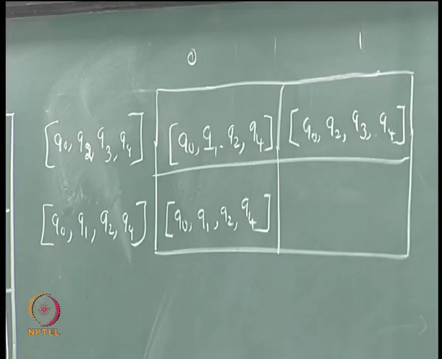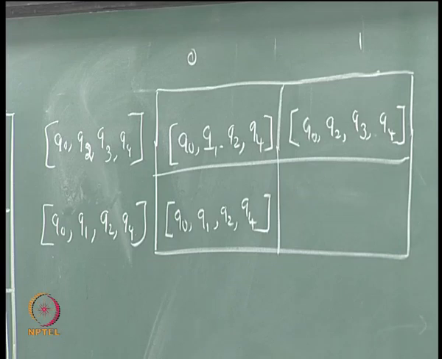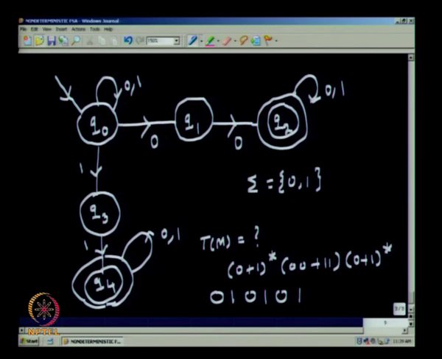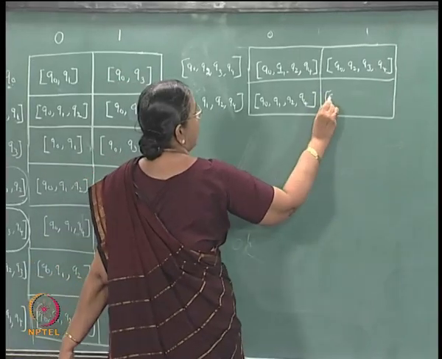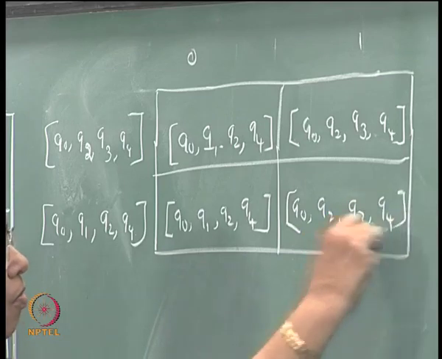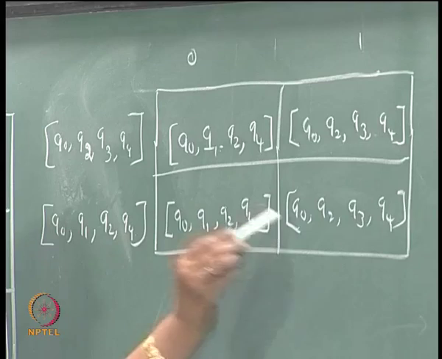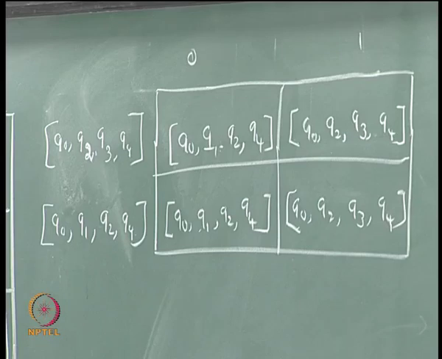From Q0, if you get a 1, you can go to Q0 or Q3. From Q4, if you get a 1, you can go to Q4. So, Q0, Q3, Q4 are there. From Q1, you cannot get a 1, but from Q2, if you get a 1, you go to Q2. So, you will get Q0, Q2, Q3, Q4. Now, this you have already considered, this you have considered. So, no more state subsets need to be considered.